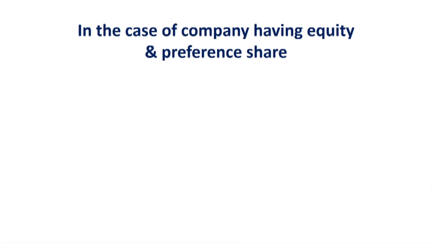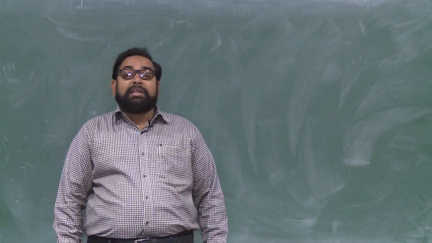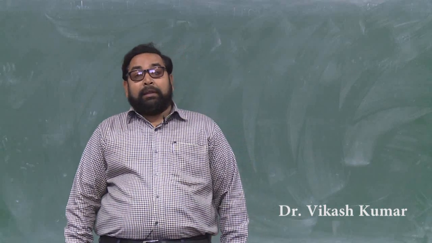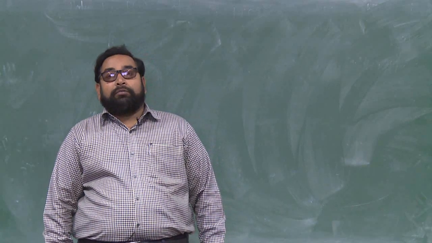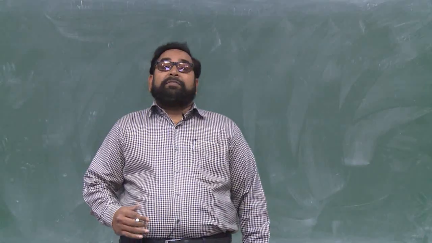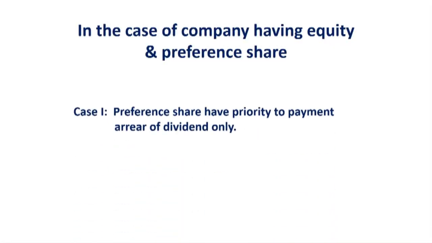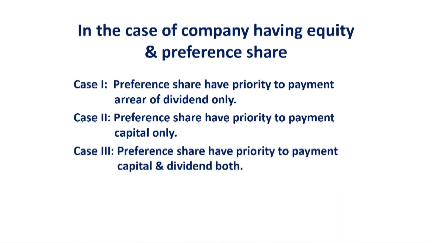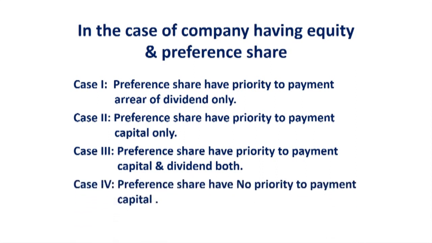In the case of a company having equity and preference share both, there are four cases: when preference share have priority to payment of capital only; when preference share have priority to payment of arrear of dividend only; when preference share have priority to payment of capital and dividend both; and fourth, when preference share have no priority to payment of their capital and arrear.